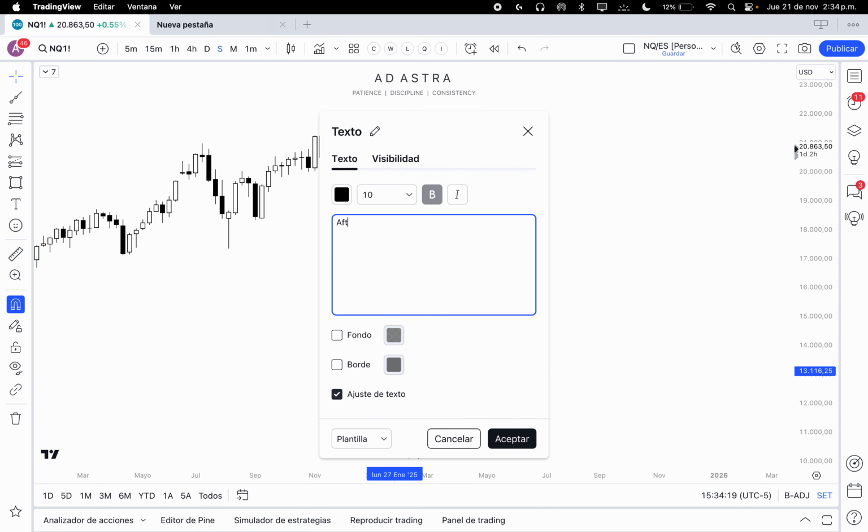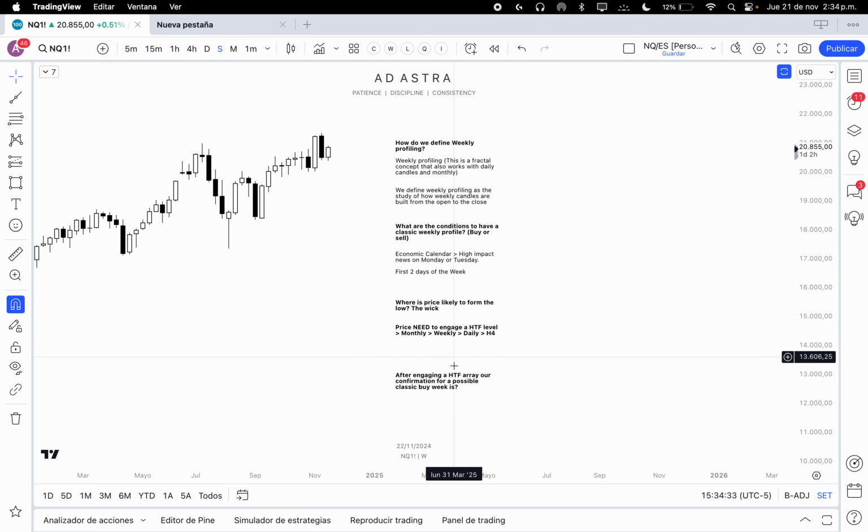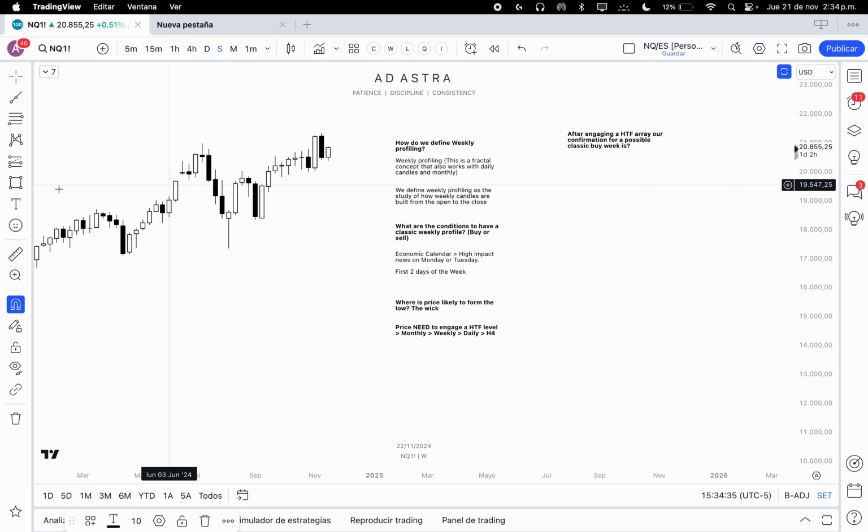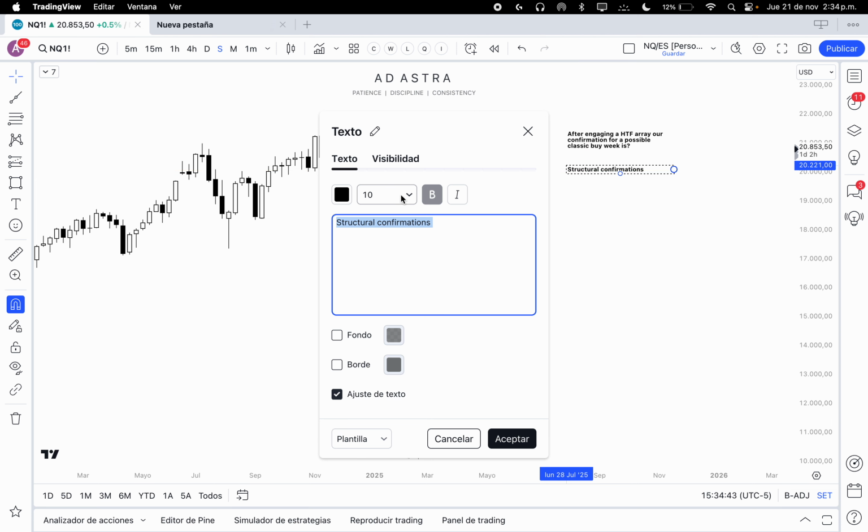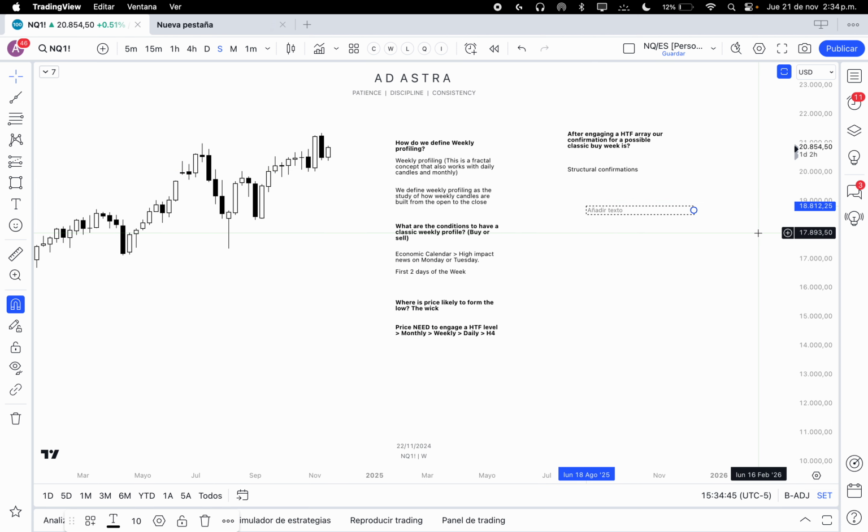After engaging a higher time frame array, the confirmation for a possible classic buy week or sell week is, I want you guys to tell me. I mean, you should already know. Structural confirmations. Okay, so for this we use time frame alignment, and I want you guys to tell me. You should also already know if you watched the previous video and took notes.